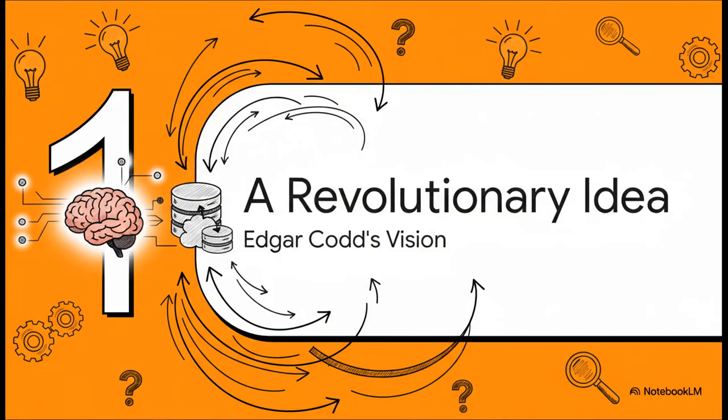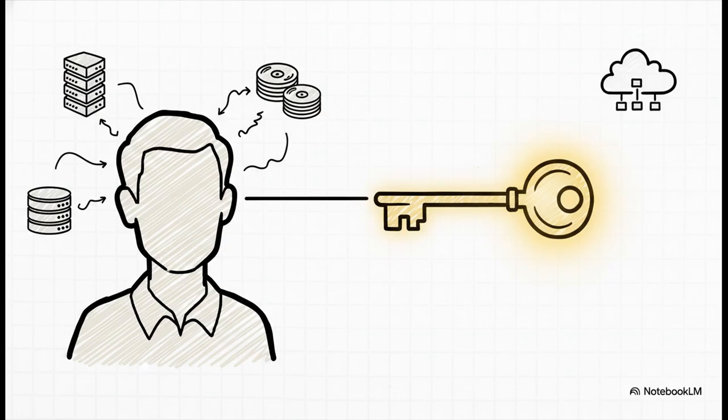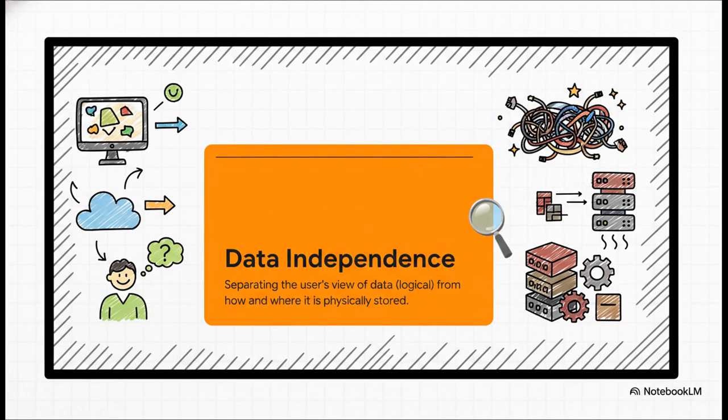To really get this, we've got to go back, way back to the source, to the mind that completely changed how we think about information forever. So, meet Edgar F. Codd. Back in the 1970s, he laid out a bunch of ideas that would become the absolute foundation for modern database systems. Think Oracle, and so many others. And right at the heart of all his work was this one single core principle. It's called data independence. It's a really simple but honestly profound idea.